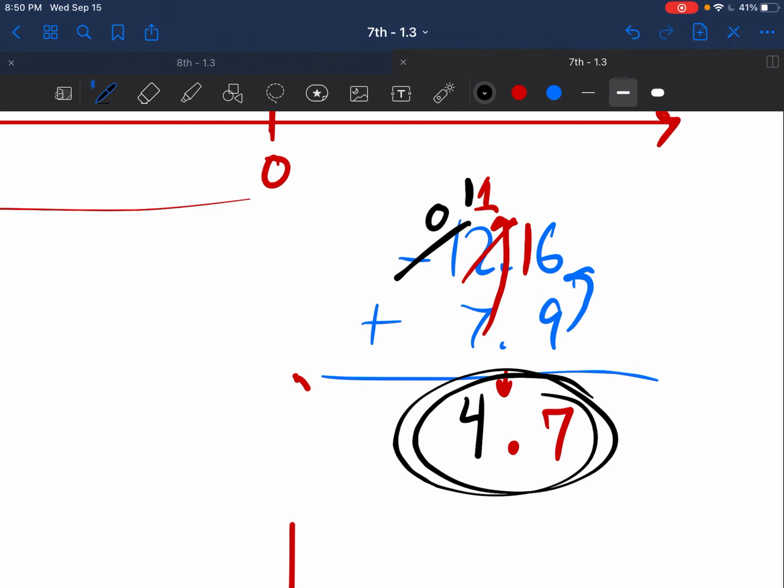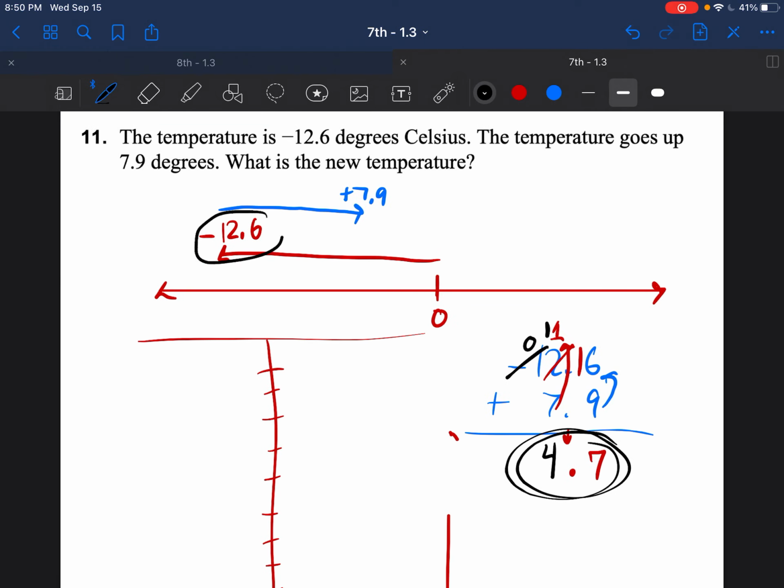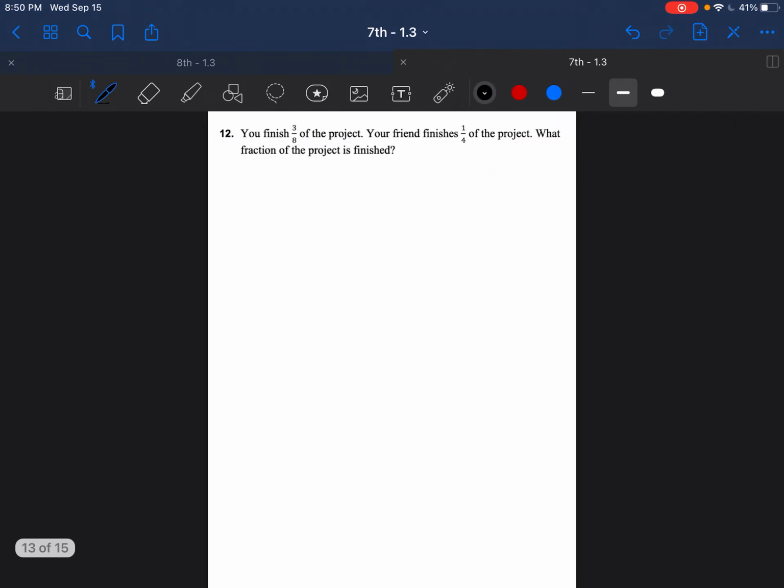Now here's my question, ladies and gentlemen. Do I have more negatives or do I have more positives? Well, if I'm looking at this, I know 12.6 is bigger. So that means that answer is going to be negative 4.7. Alright, let's move on to the next one.